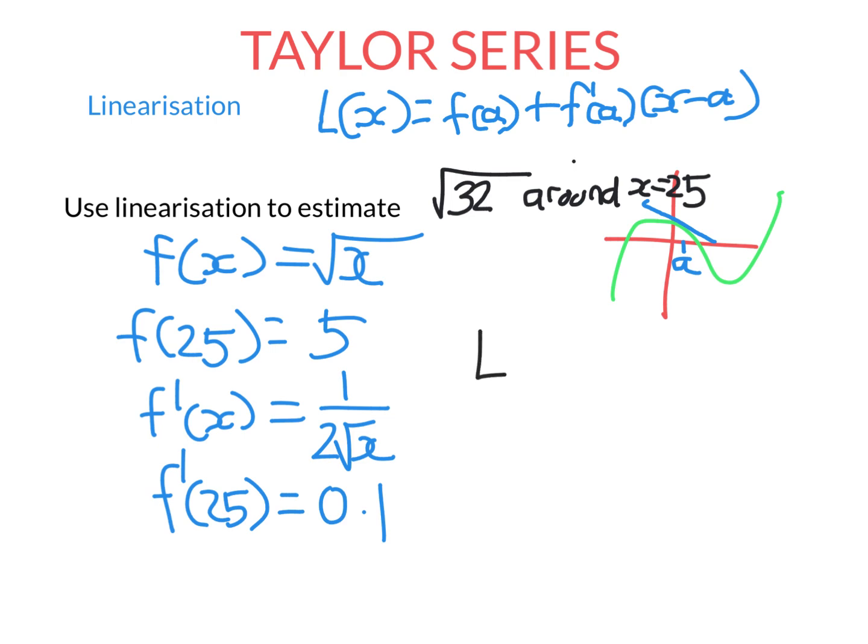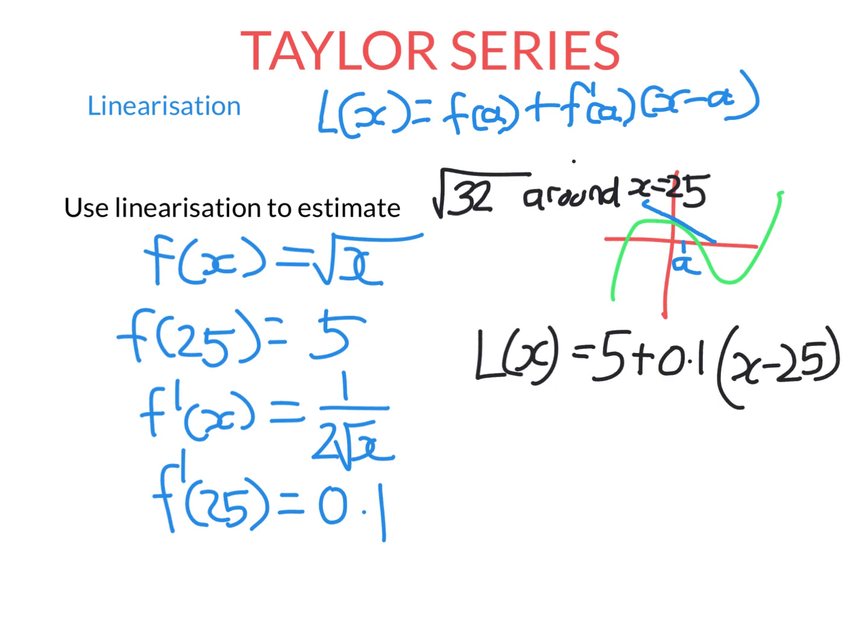So the linear polynomial we're going to use to approximate root x is going to be L, we usually call it L(x), equals f(a), which was 5, plus f'(a), which was 0.1, and then we have (x minus 25). So how does that help us estimate root 32?